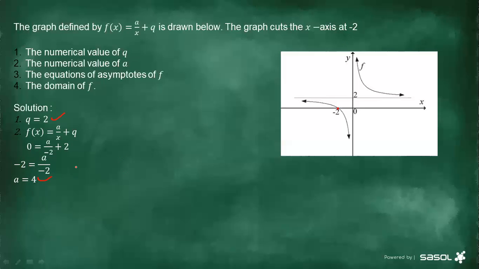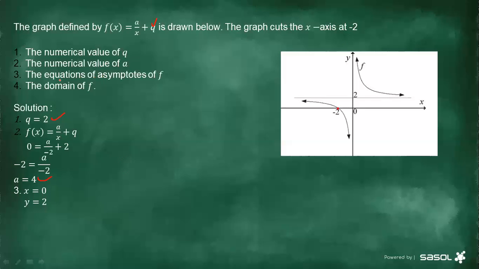Number 3, the equations of the asymptotes. I did explain that the vertical asymptote will always be x equals 0, and the horizontal asymptote is y equals 2, because I explained that this q gives us the equation of the asymptote.